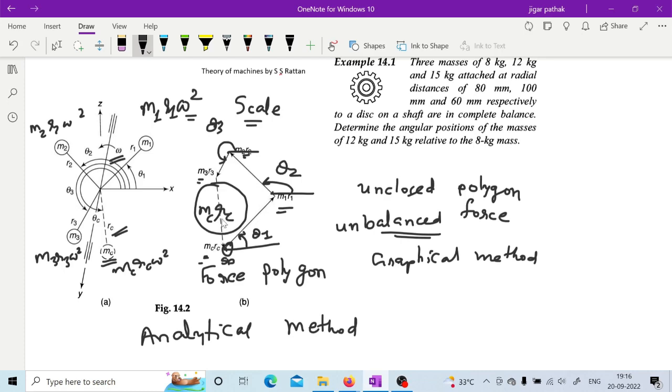So this vector will give you that mcrc, and when you multiply it with omega square, you can have that particular balancing force required. And once you get this product mcrc, you can either decide the balancing mass or the balancing radius. One you can decide, another you can calculate.